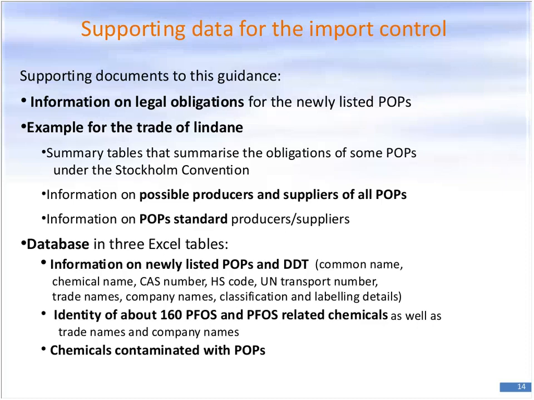The summary tables summarize the obligations of some POPs you've seen in the presentation. Then there is a list of possible producers and suppliers of all POPs. There are actually two lists, and this is an internet-based search I did. There is one list of possible POPs producers and suppliers in bulk form.